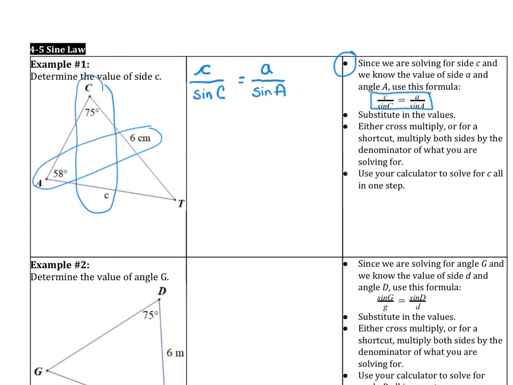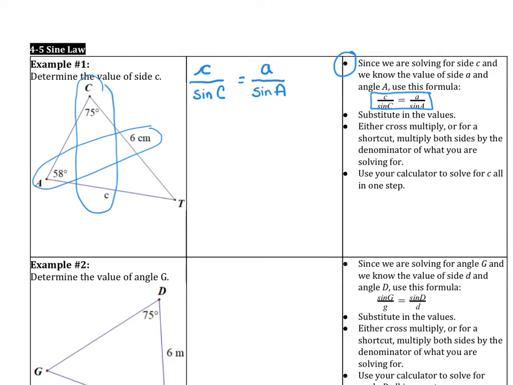So the letters you get here depend on which two sets you're going to be using. So whatever you're solving for, that goes here. And then the opposite information goes on the bottom. And then the second fraction is the matching set that you have. Make sure if you're solving for a side, you put the sides on the top, and the angles will go on the bottom.